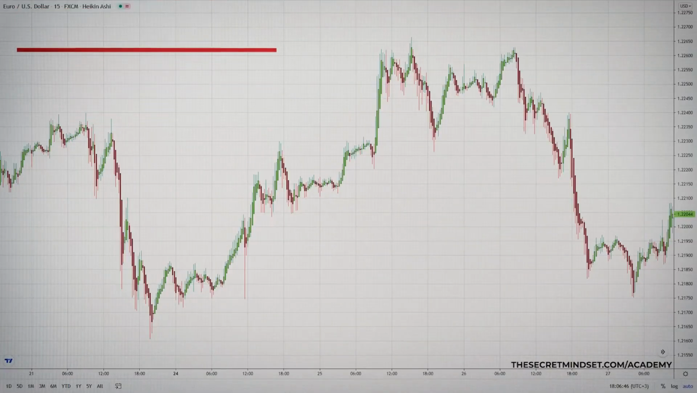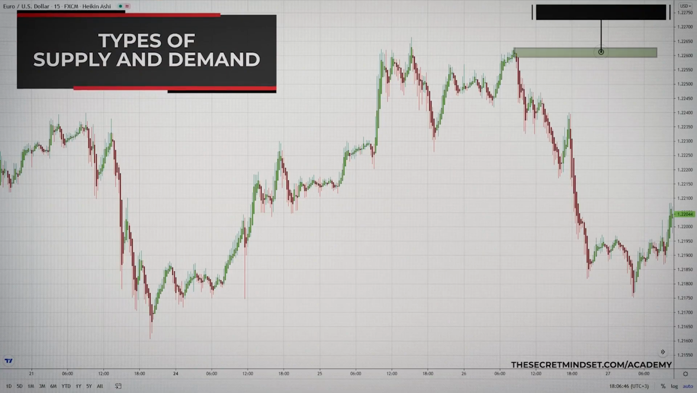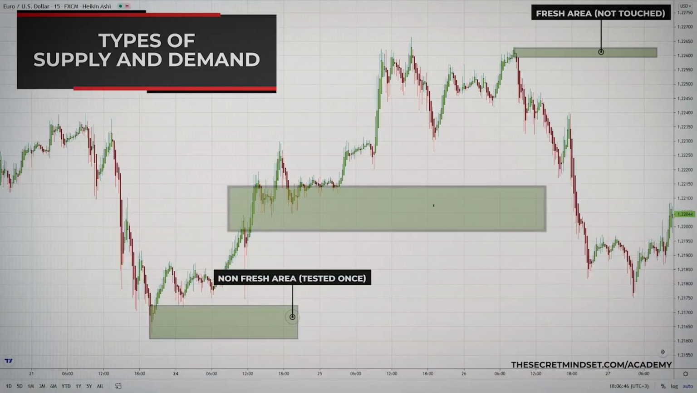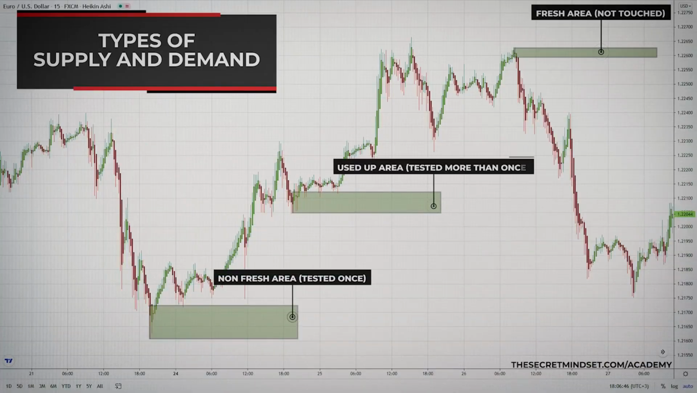Supply and demand levels can be fresh, which means price has not pulled back yet, meaning an untested level. Non-fresh, price has pulled back to it at least once. And used up, price has pulled back to the level several times, and these are not good for trading full swings, maybe some scalping trades.